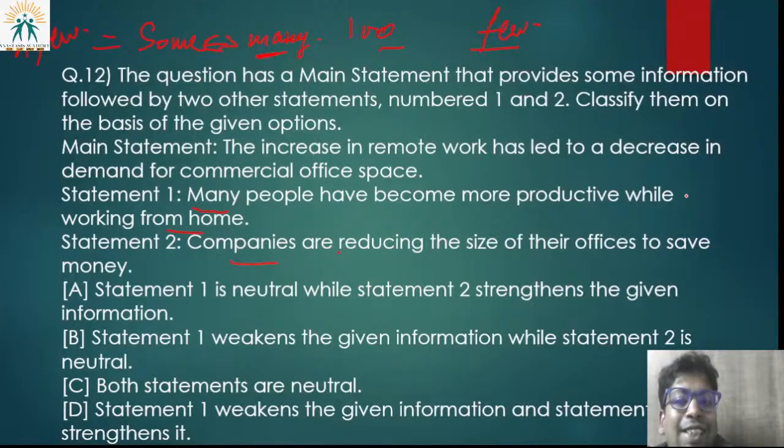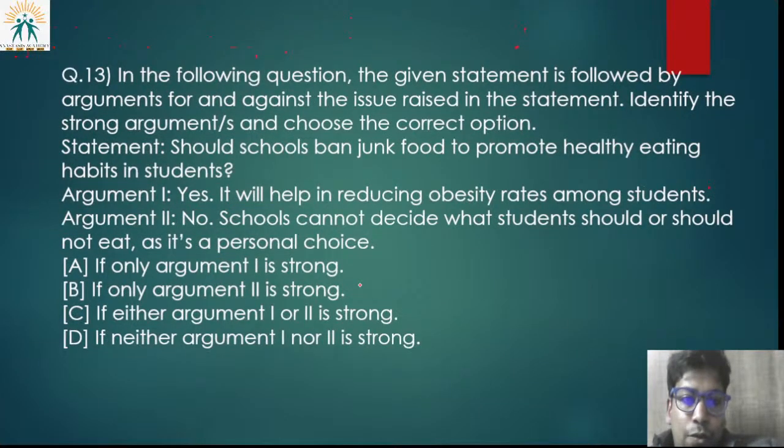Now what does statement 1 do to this? Obviously it kind of strengthens, right? Statement 1 is a very good strengthening option, but you will take it as neutral. See, the logic that I gave is working so well here. Many people have become more productive while working from home. This many does not do anything because it is an undefined quantity. Companies are reducing the size of their offices to save money. Now this is perfect because this is generally about all companies. So therefore statement 1 is neutral, statement 2 strengthens. It's clear, right? Perfect.